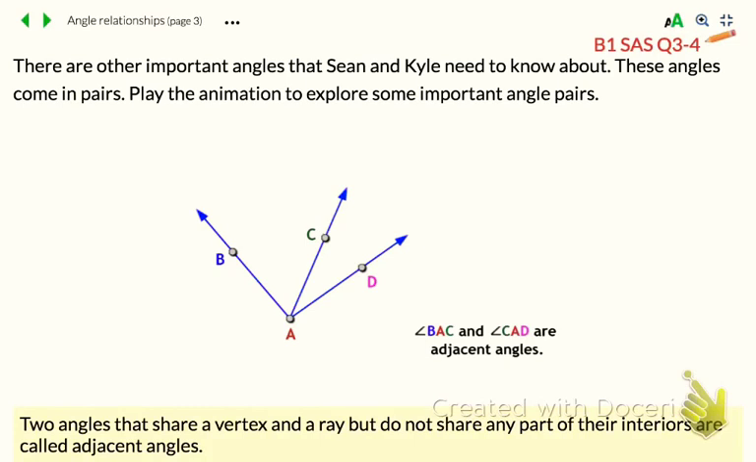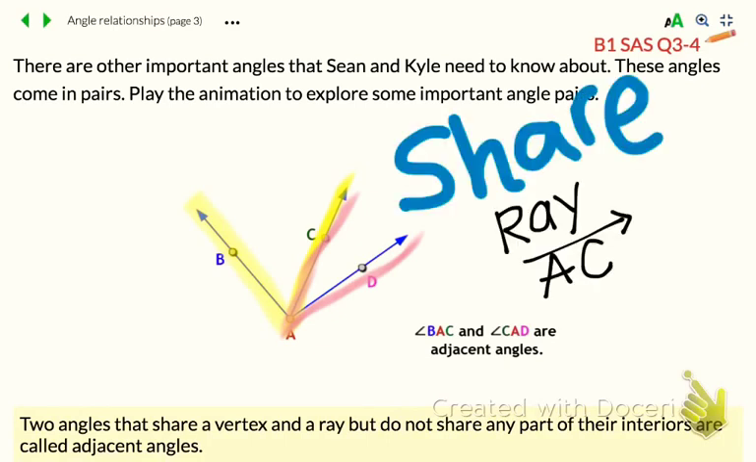So they're saying that angle BAC, which is right here, there I've highlighted it for you, as well as angle CAD, which is this one over here. These are both adjacent, and that's because they share one side. And that ray that they share is ray AC.